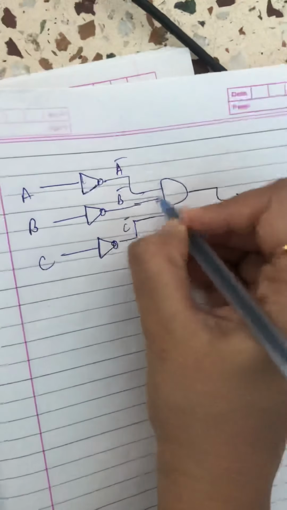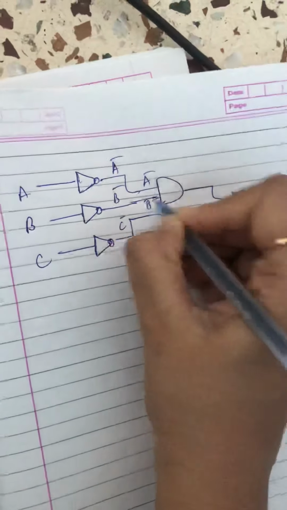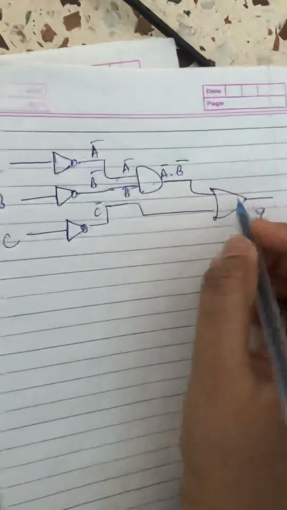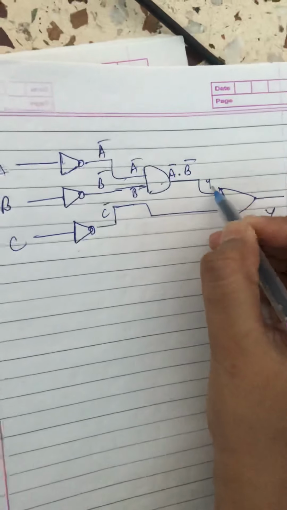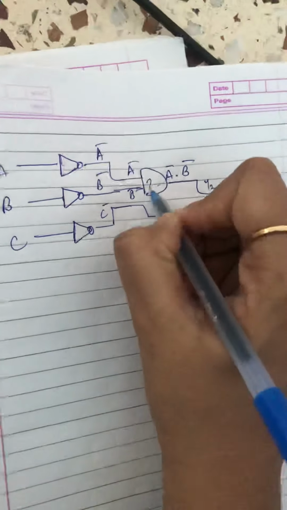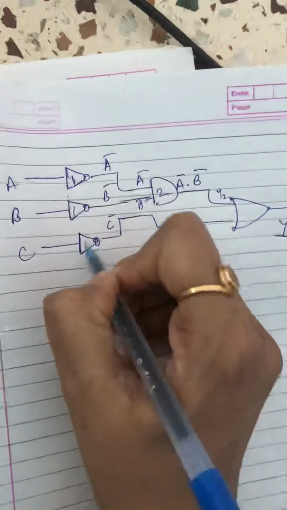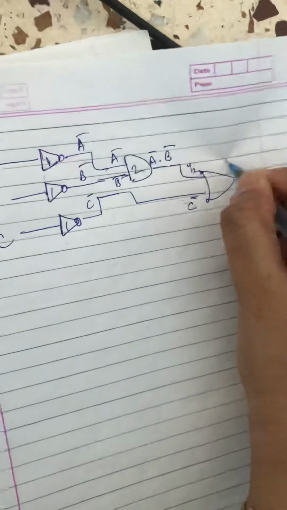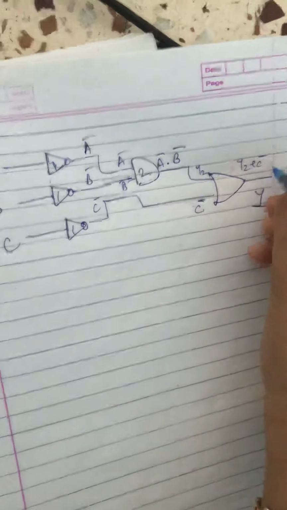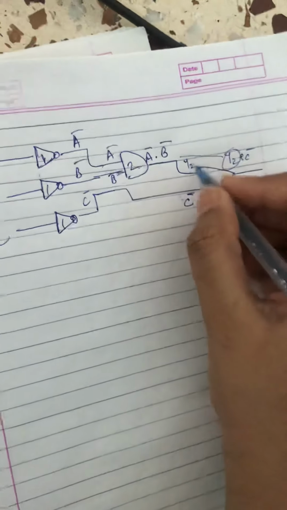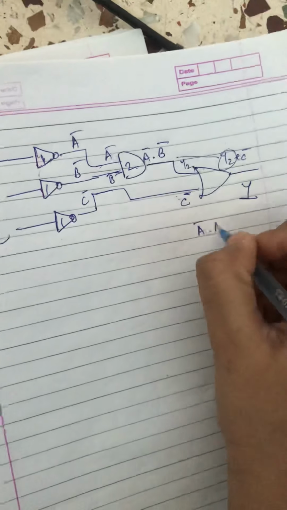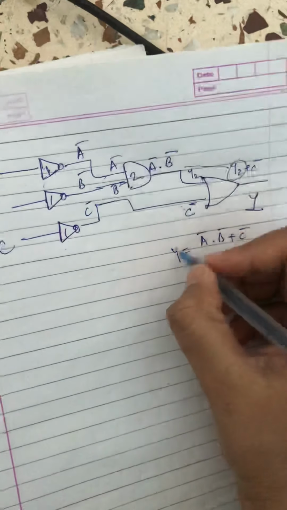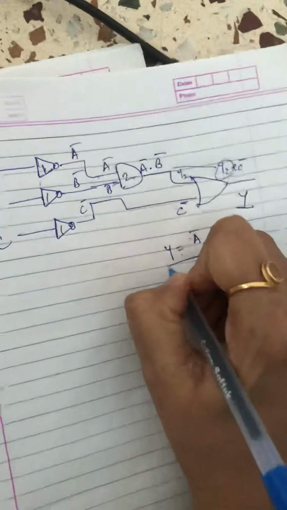Now this has two inputs A bar and B bar, and this is the AND product of them. So A bar into B bar will be this output. So this is your output Y2. Let's assume this is one part, and then this one will be just C bar. So this becomes Y2 plus C bar, but Y2 is A bar into B bar. So A bar into B bar plus C bar is your Y. So this is your final Boolean expression.